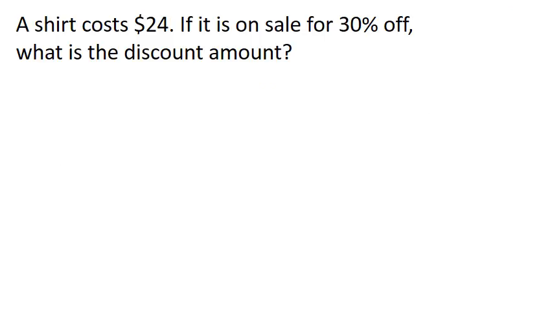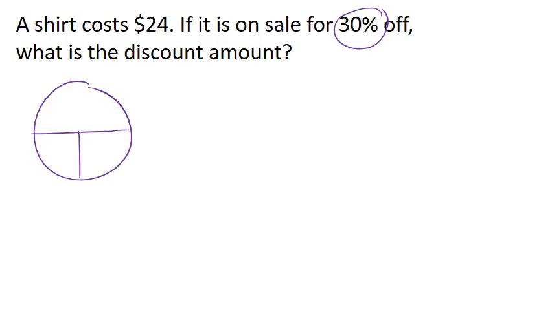Here's an example of a scenario where we could use the percent circle to help us solve and find the answer. We should start by reading the problem and figuring out what the numbers stand for and what question we're being asked. A shirt costs $24. If it is on sale for 30% off, what is the discount amount? The number that should stand out is the percent symbol. Remember, percent needs to be written as a decimal. So in the left corner, I'll write 30%.